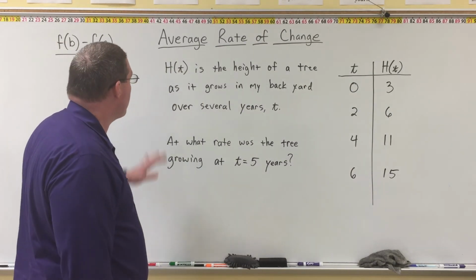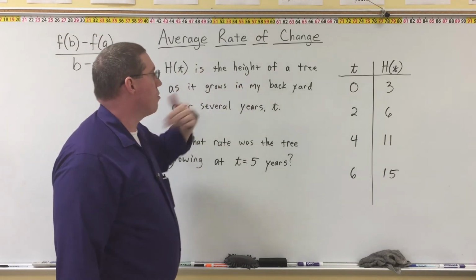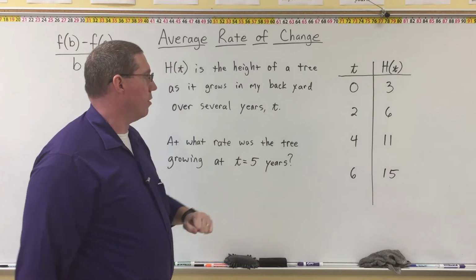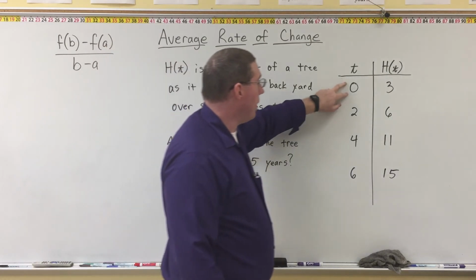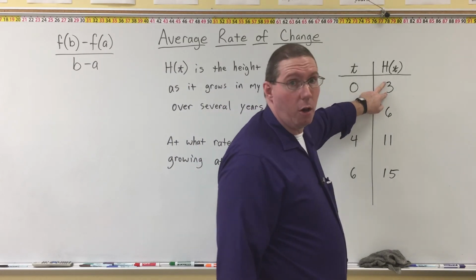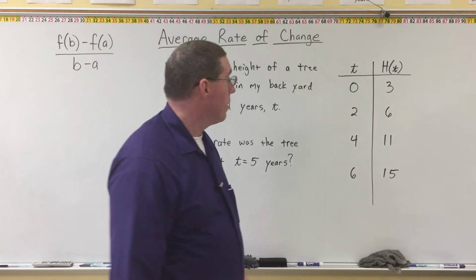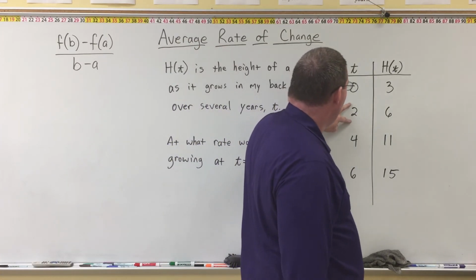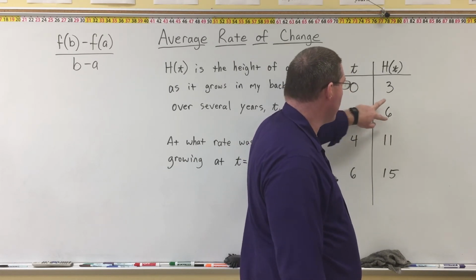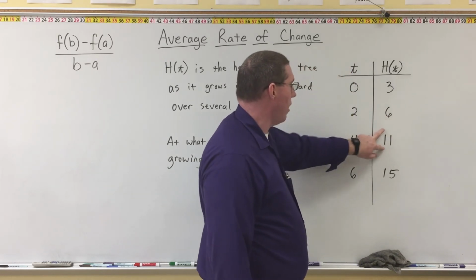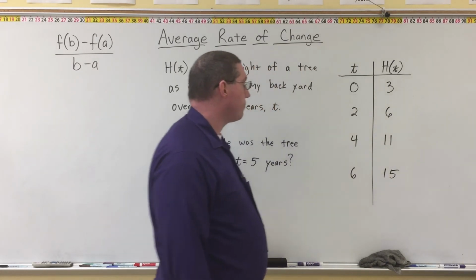Okay? So this says that h of t is the height of a tree as it grows in my backyard over several years, t. So t is time in years. When I first plant the trees in my backyard, they're 3 feet tall, because I bought them as 3 feet tall from the nursery. After 2 years, the tree, the one in question here, is 6 feet tall. After 4 years, it's 11 feet tall, and after 6 years, it's 15 feet tall.